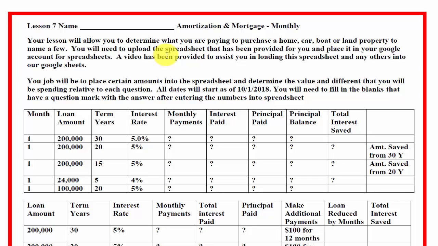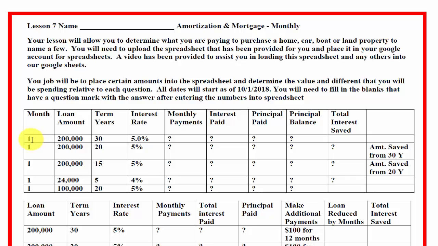You'll need to upload that spreadsheet that we've provided for you from the website, and we provided a video allowing you to do that in case you have any problems. You'll notice that we've also placed amounts on the spreadsheet, and you have to determine what each amount is, but it'll be provided for you. All the examples will start on, in this case, the first day of the 10th month, in the year 2018. You'll need to fill in the blanks that have a question mark with the answer from entering the numbers on the spreadsheet. For example, all of these numbers you can obtain from the spreadsheet.